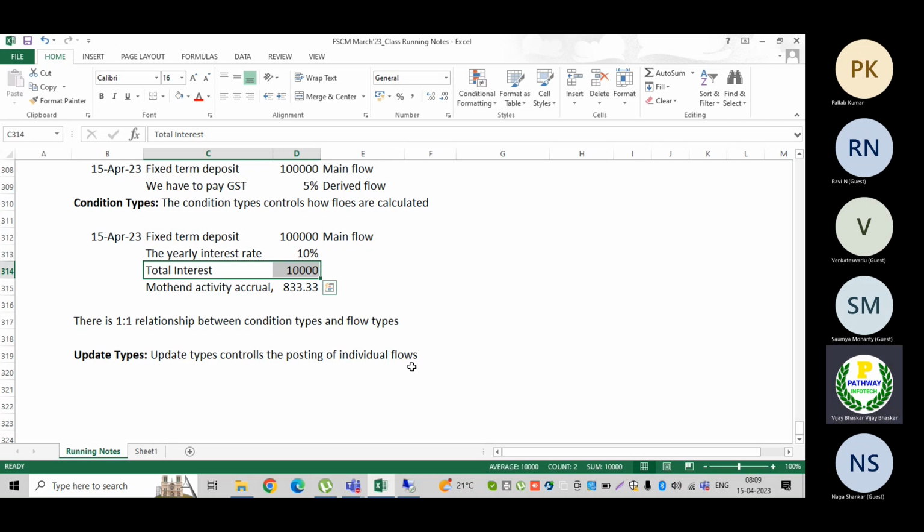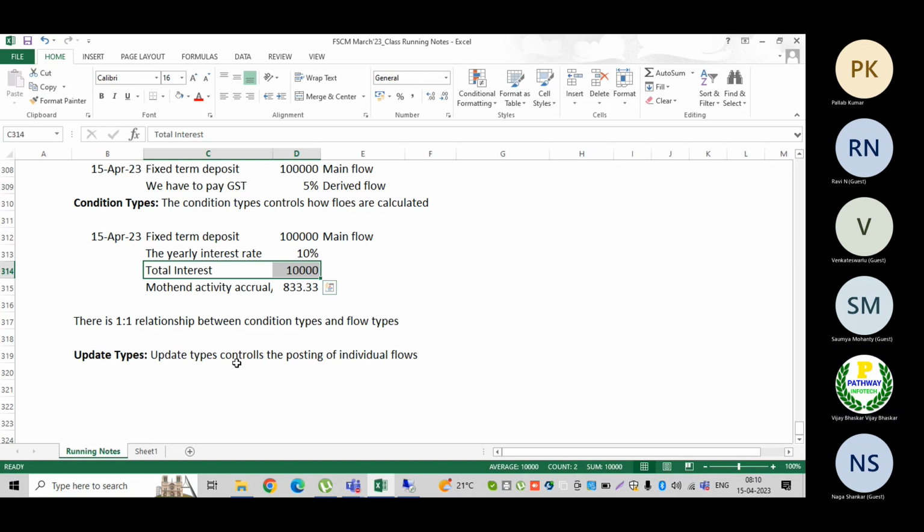And also at the same time, there is one which we need to map. So it identifies flows and it will display in the position management procedures. So I have just given a brief explanation here.